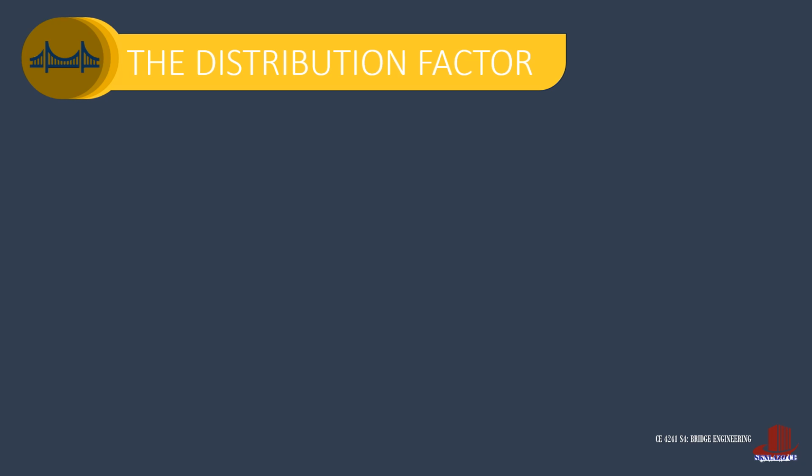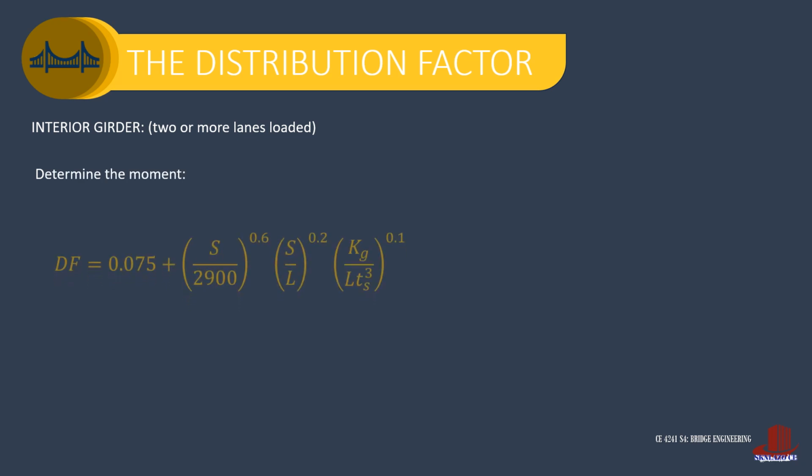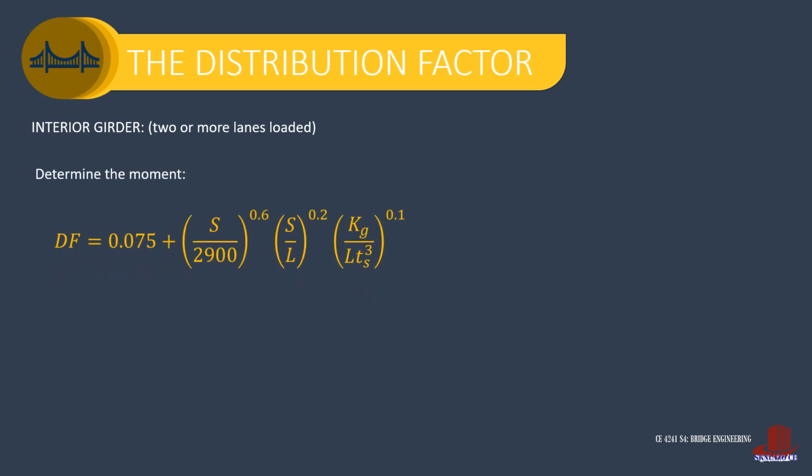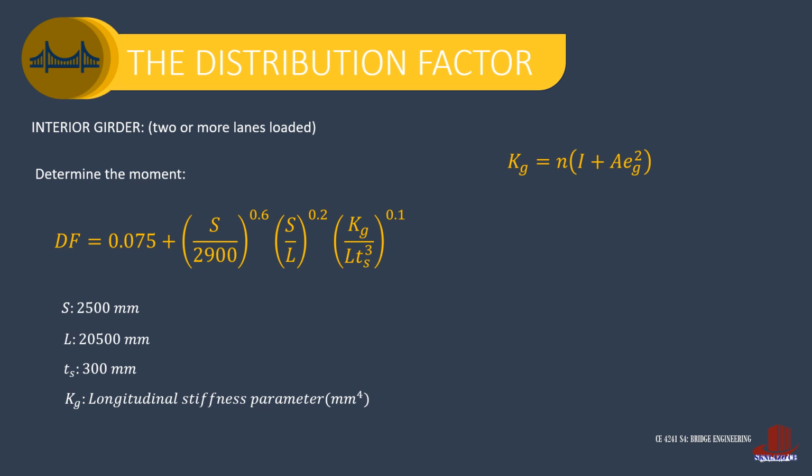One portion is completed as we have figured out the moment of the bridge. The next thing to consider is how much each of the interior girders carry, and this is done using the distribution factor. Using two or more lanes loaded, we first identify the moment carried by an interior girder. This is using the empirical formula provided by AASHTO as shown. We already know S as 2,500 millimeters. L is 20,500. The deck thickness is 300 mm. But we are to figure out K sub G, which is N times I plus A multiplied by e sub g squared.